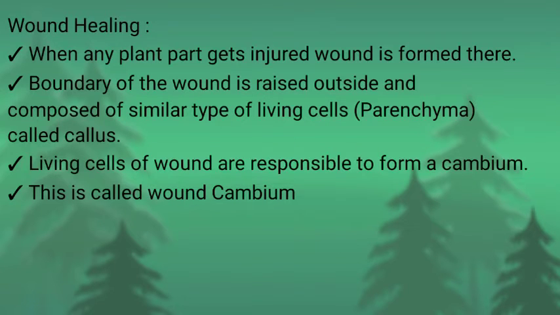The next topic is wound healing. When any plant gets injured, a wound is formed there. The boundary of the wound is raised outside and composed of similar type of living cells, parenchyma cells, which are called callus. Living cells of the wound are responsible to form a cambium. This is called wound cambium.